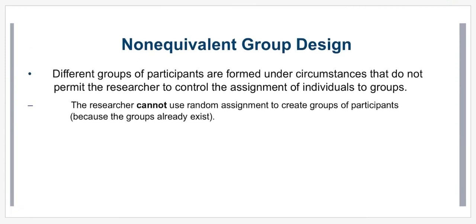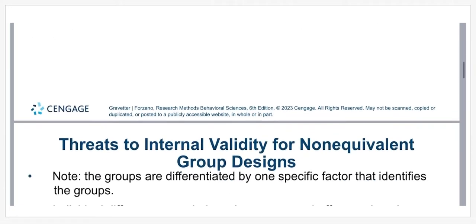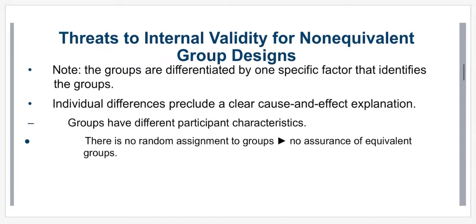Oh, I hit the wrong thing again. Sorry, guys. All right. So obviously that means there are some threats to internal validity, right? Because the groups are differentiated by a variable or a factor that is identifying the groups, like high school that uses technology, high school that doesn't. And we cannot do anything about the individual differences between them. We're not controlling any of that.